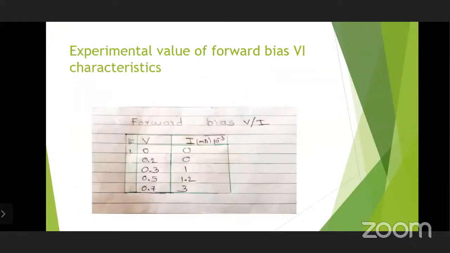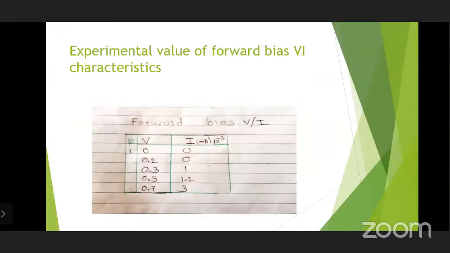Experimental values of the forward bias VI characteristic. In the forward bias VI characteristic, when voltage is 0, current in milliamperes, that is 10 to the minus 3, is 0. When voltage is 0.2, current is also 0. Then at voltage 0.3, current is 1, meaning it conducts a current.